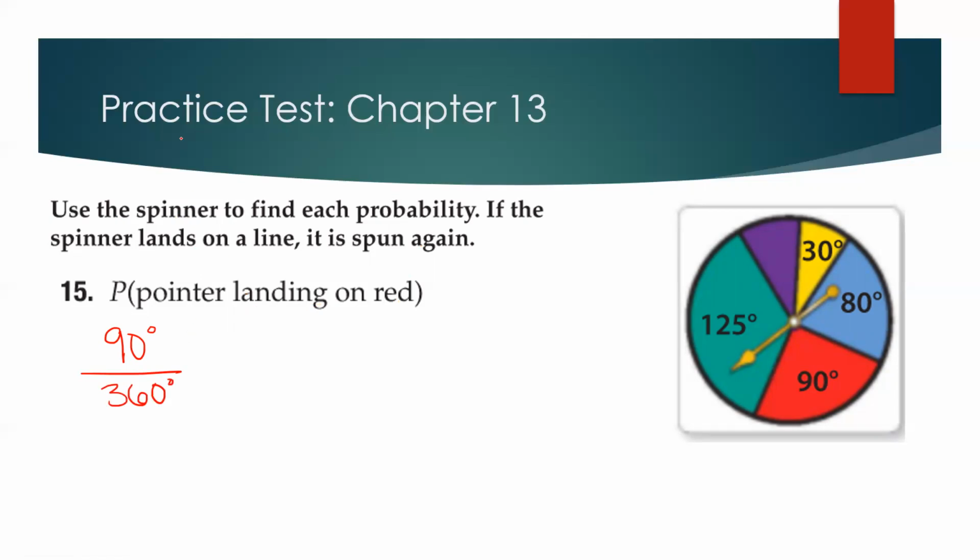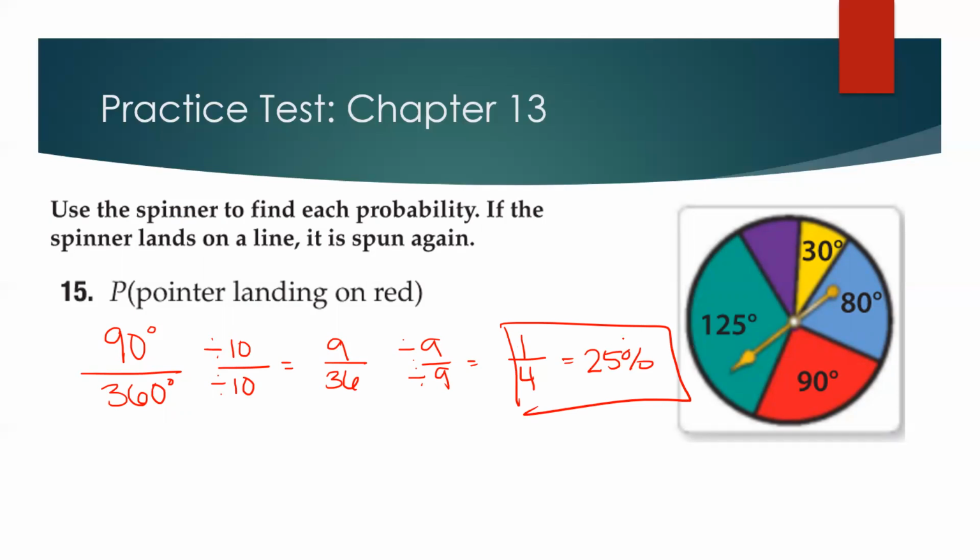Okay, so if we simplify by 10 over 10, we would end up with 9 over 36. And we could simplify again by 9 over 9, and we would end up with 1/4, or 25%. So the probability of the spinner landing on red would be 1/4 or 25%. 25% of the time it would land on red when you spin this.